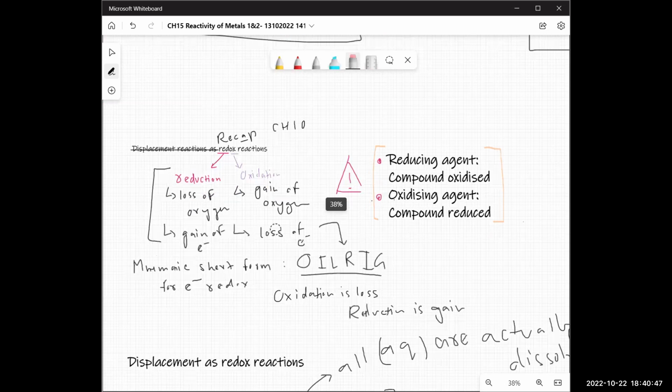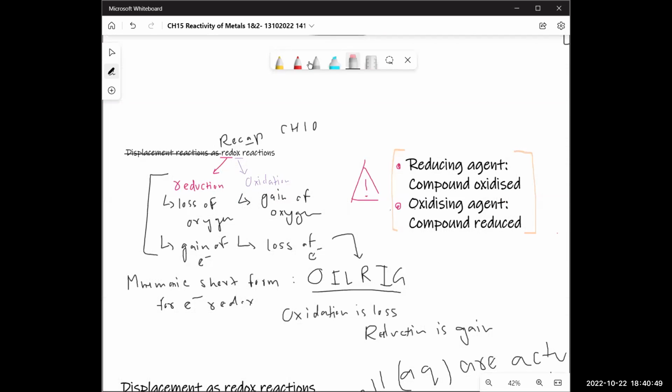Now please write this in your notebook and tell me when you're done. First, Javan, start reading from here. Reduction is loss of oxygen and gain of electrons. Rania, read the next thing for oxidation. Oxidation is gain of oxygen and loss of electrons.